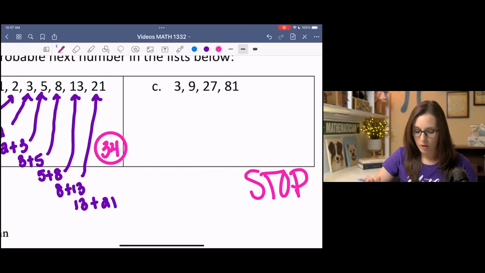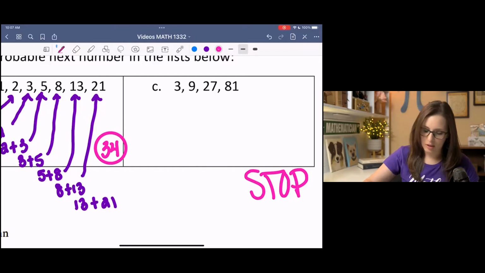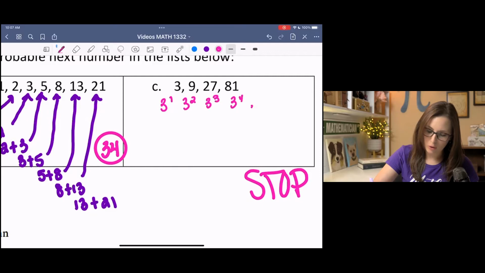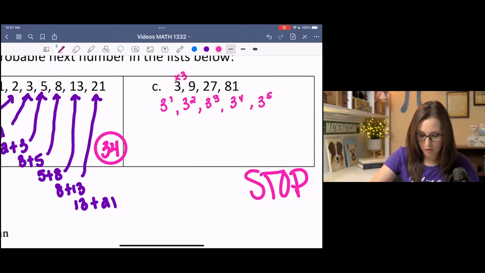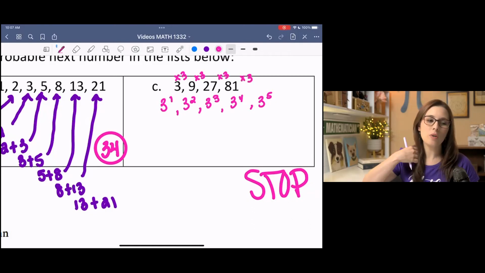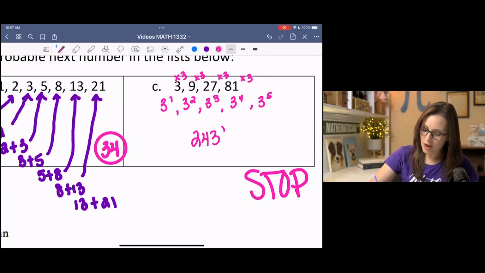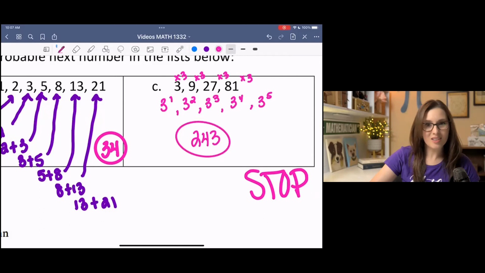Another way you could look at this is 3 to the first, 3 squared, 3 to the third, 3 to the fourth. That's a different way to look at the pattern. That works too if you did that. The way I saw it initially was times 3 times 3 times 3 times 3. So either way is correct as long as you ended up with 243 as your next number in the sequence, then you got it right.